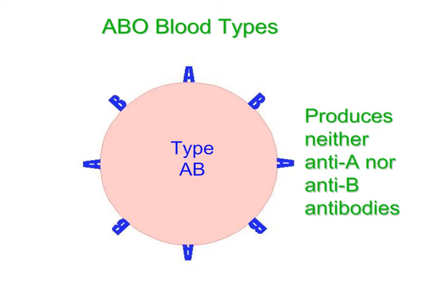And this is important because somebody with type AB blood is oftentimes called the universal recipient because they can get type A blood, they can get type B blood, and they can get type AB blood, and they can get type O blood. And that's because they don't have the antibodies circulating in the plasma that would attack the donor cells.